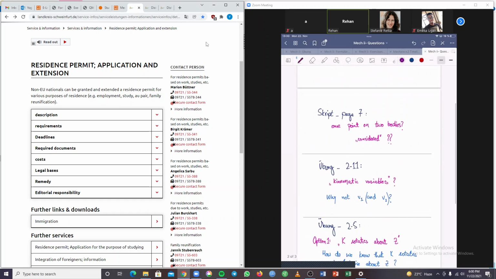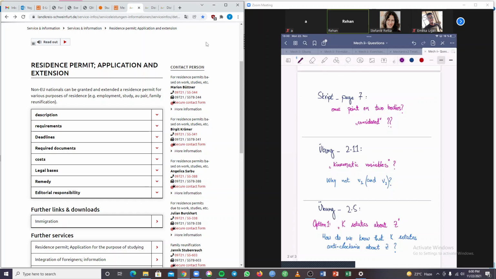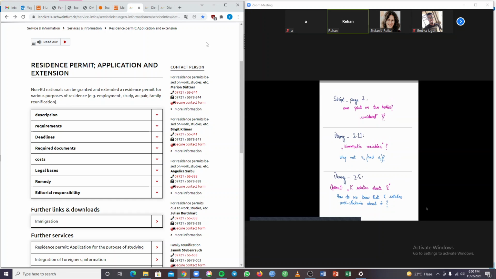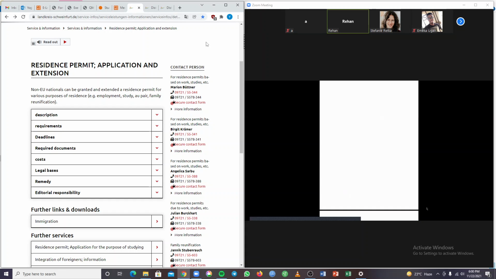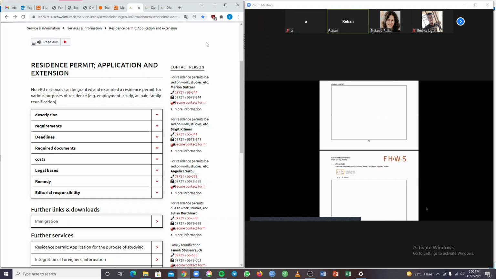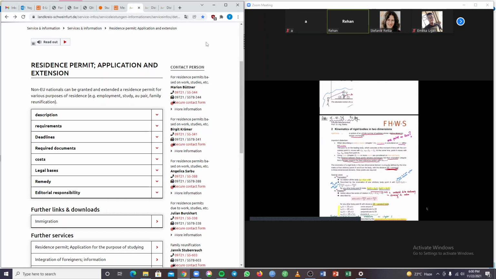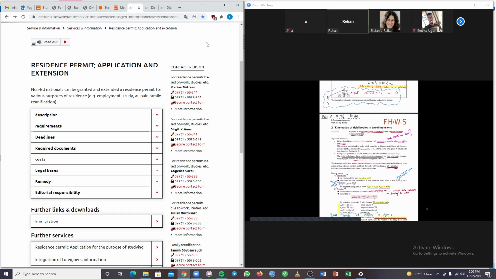And now there are specific ones. For example, on page 7 of the script, it says one point is considered on two different bodies. So I don't understand how one point can be on two bodies.